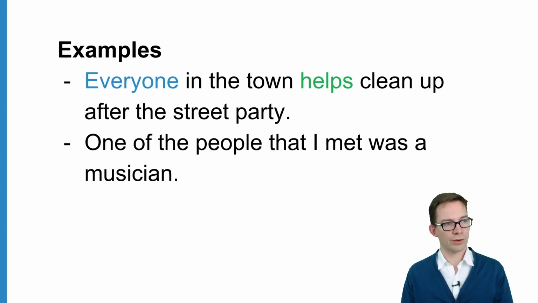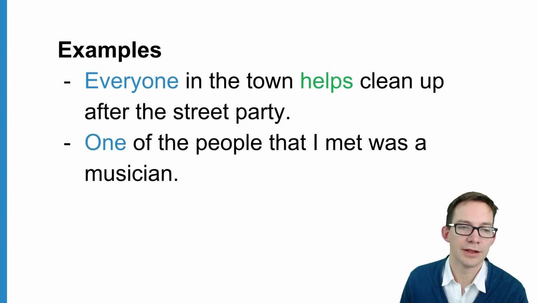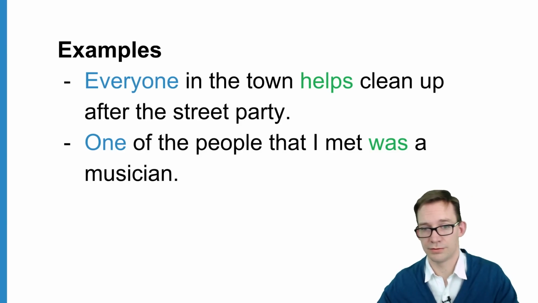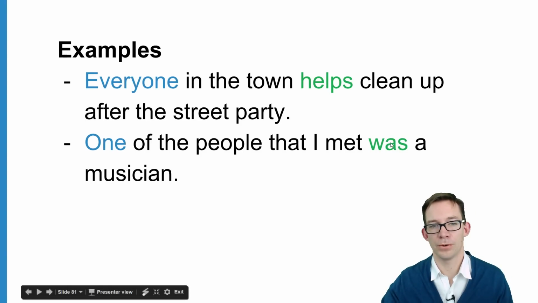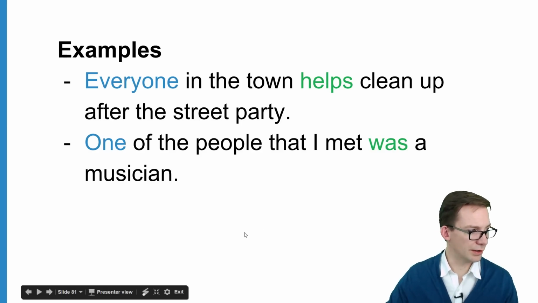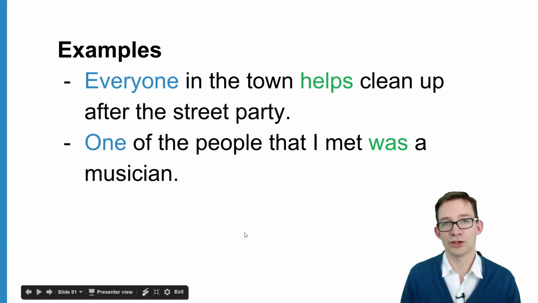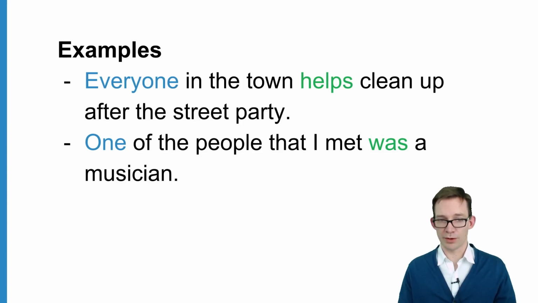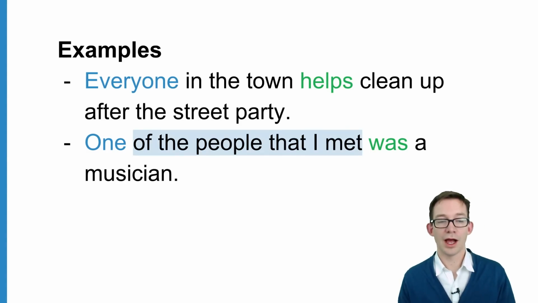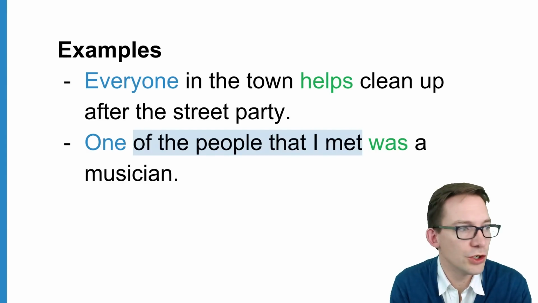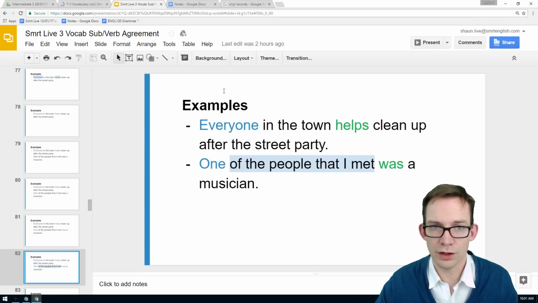One of the people that I met was a musician. Now again, the same thing. This is where students make mistakes. So one, that's your subject. Okay. Your verb is way over there as was, right? Your main verb is was here. Okay? All of this stuff in the middle is not important for subject-verb agreement because it's extra. It can be taken out. Okay? So, of the people, just remember this. This is an important thing to remember.